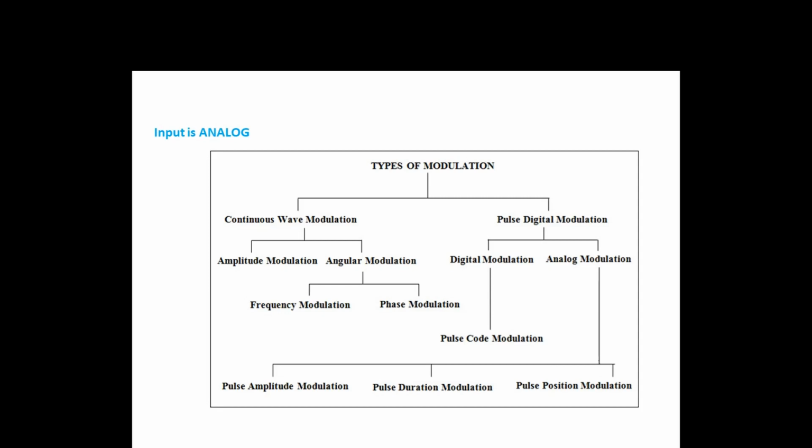So in major, we can say modulation can be divided into two types: analog modulation and digital modulation. Analog modulation in the sense that the message signal is analog; we are processing an analog message signal. Digital modulation in the sense that we are processing a digital signal as the message. In analog modulation the carrier should be analog, but in digital modulation the carrier may be analog or digital. It is not mandatory that it should be digital.